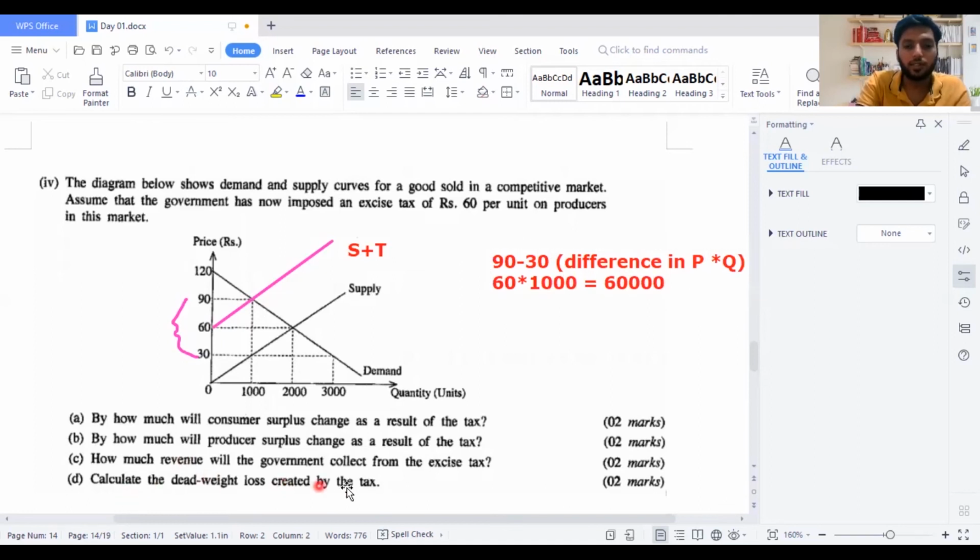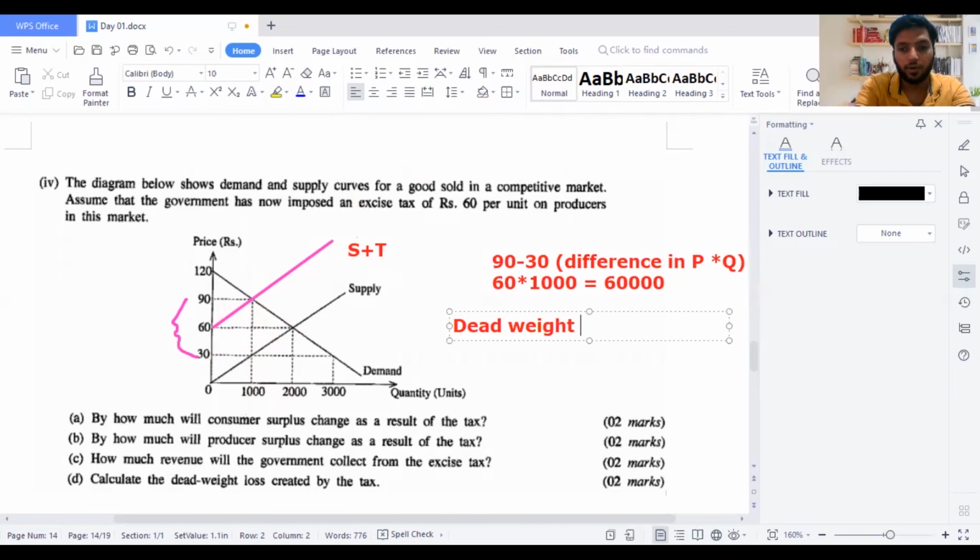Calculate the deadweight loss created by the tax. So what is the actual deadweight loss created by the tax? Now, what is this deadweight loss? This is the amount of value you are going to lose when you are having this government tax. The amount you are going to lose is going to be easy: this difference into this quantity. Now, you are losing from 2000 to 1000. That is the quantity you are losing, which is 1000. And you are losing 90 to 30, which is 60 rupees. So I will take deadweight loss in this way.